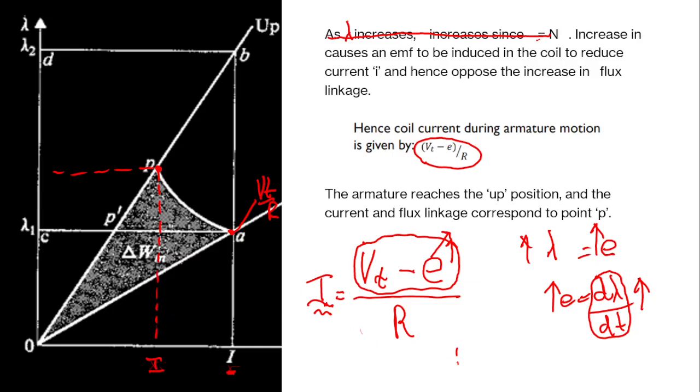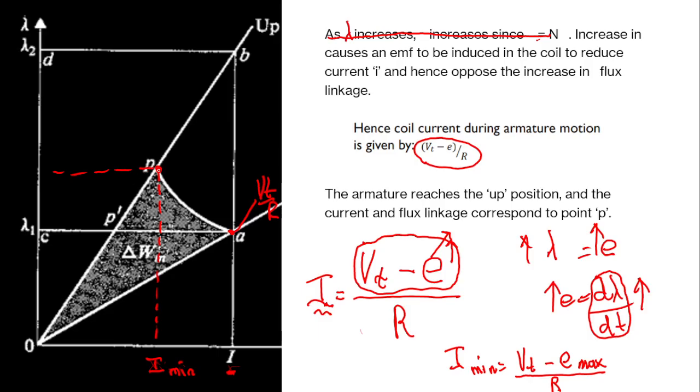What this I represents, we can say I min is equal to Vt minus E max over R, because this point P happens when the flux linkage is at its maximum. If the flux linkage at that point is at its maximum, the maximum induced EMF will happen at that point, and if you divide that by R, you get the current. So this will be not the max but the minimum, because the current is decreasing while the flux linkage is increasing.